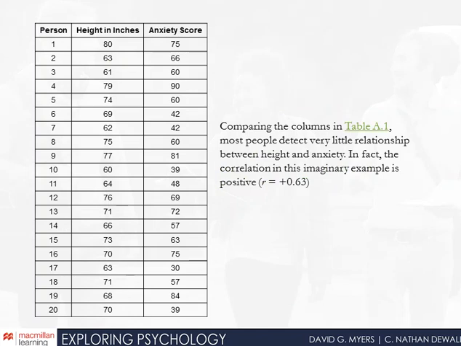Comparing the columns in Table A1 here, most people detect very little relationship between height and anxiety. In fact, the correlation in this imaginary example is 0.63. What you would do is you see each one, 80 inches, 75, 63 inches, and the anxiety scores. We can correlate them together to see how closely they relate to one another.